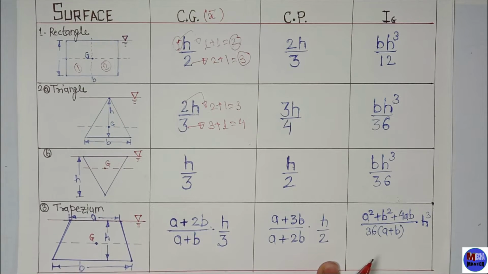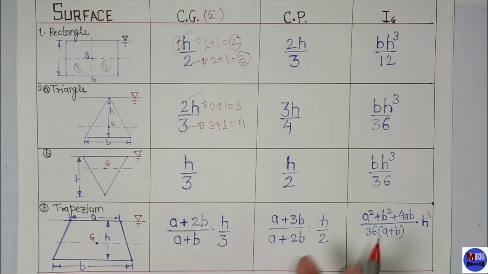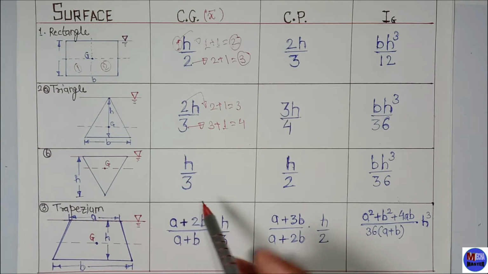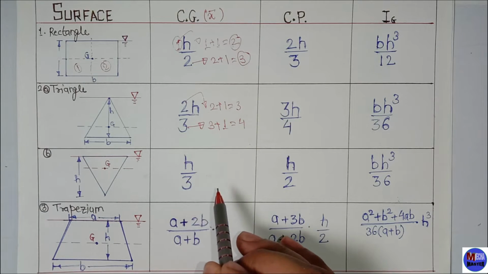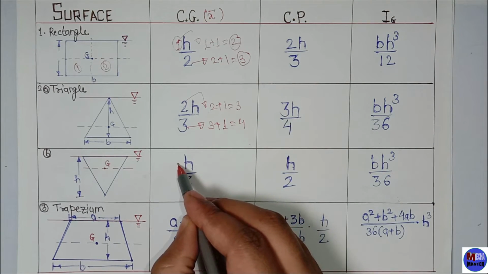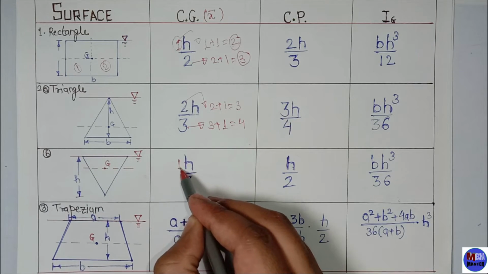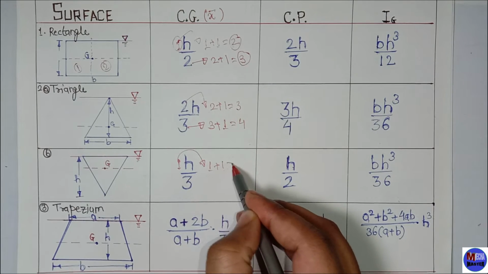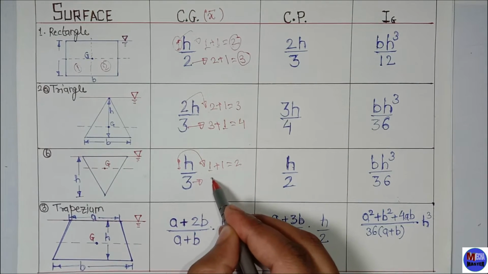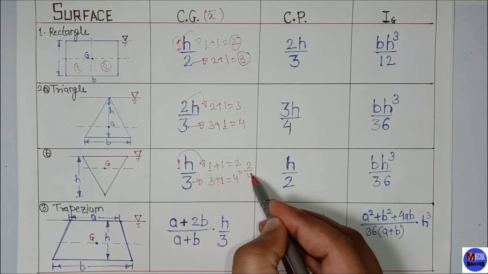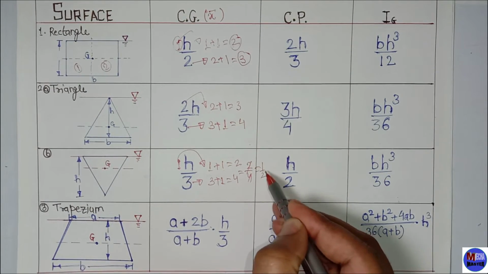In the other condition, when the center of gravity is h by 3, you can easily find the coefficient of h equals 1. 1 plus 1 equals 2, and 3 plus 1 equals 4. Then 2 by 4 equals 1 by 2.